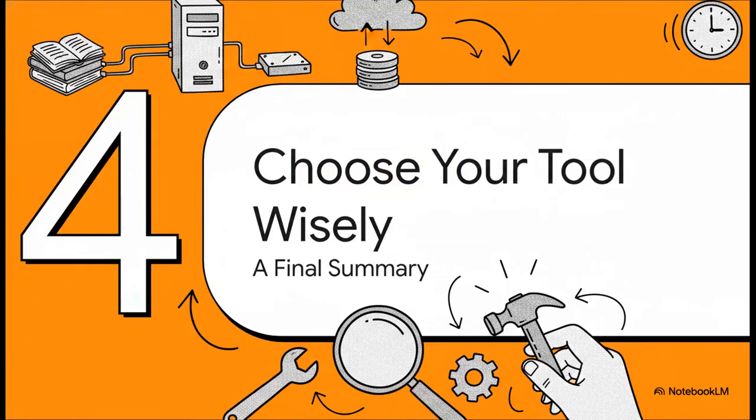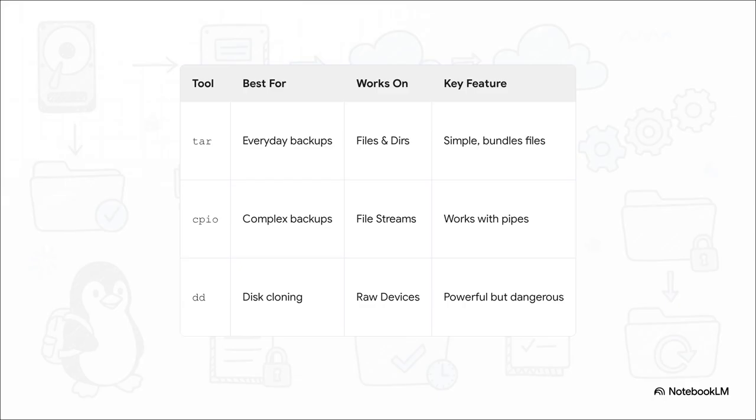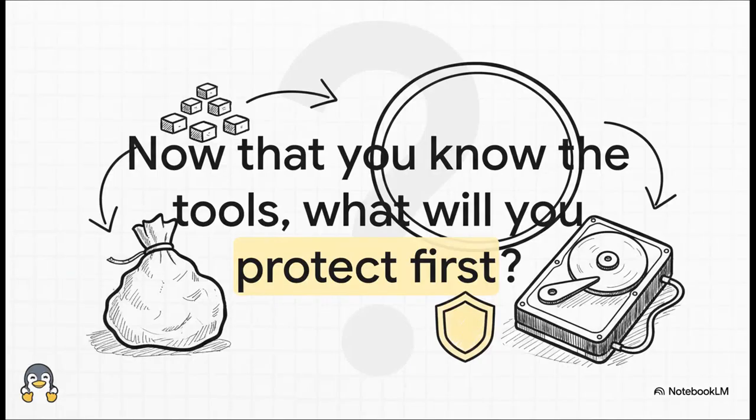Okay, wow, we've covered a lot. So let's pull it all together one last time so you know exactly which tool to grab for your next task. So, to wrap it all up, use tar for your everyday backups of files and directories. It's simple, it's reliable. Use cpio when you need to archive files that are coming from a piped command. And for cloning entire disks or partitions, you reach for dd, but you always use it with extreme care. Each one of these tools has its perfect use case, right? From the simple tarball to the incredibly powerful disk clone. Understanding the difference is what will really help you master your Linux system. So, now that you know the right tool for the job, what are you going to protect first?